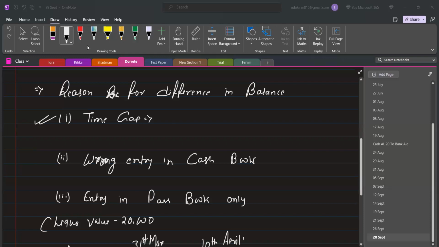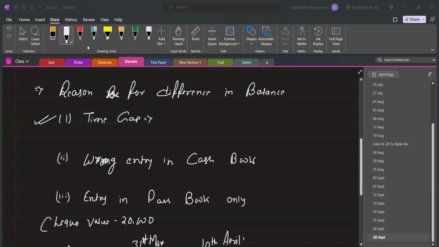Okay, so the transaction is when the bank gives us interest or the bank deducts some charges from our account. I'm saying that the bank will charge some commission or bank charge from our account, or the bank has given us some interest. So in these two cases, the bank will pass the entry in their passbook, but we will not know until we see the passbook. Yes or no? Yes, sir.